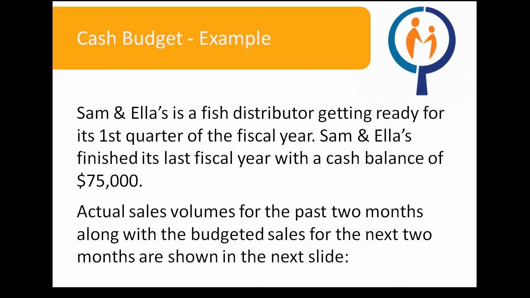Let's try an example. Salmon Ella's is a fish distributor getting ready for its first quarter of the fiscal year. Salmon Ella's finished its last fiscal year with a cash balance of $75,000. Actual sales volume for the past 2 months, along with the budgeted sales for the next 2 months, are shown in the next slide.